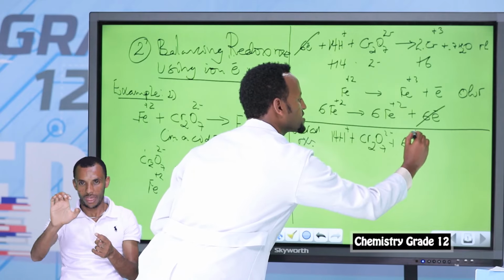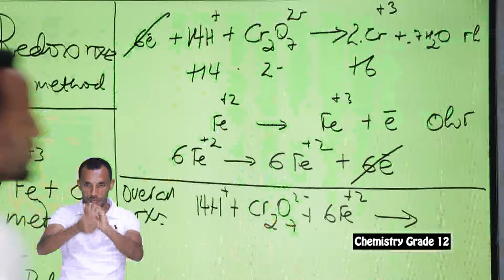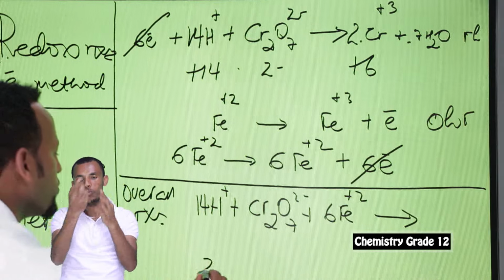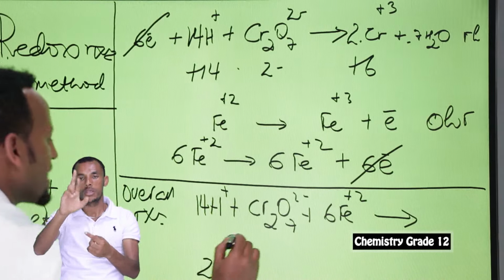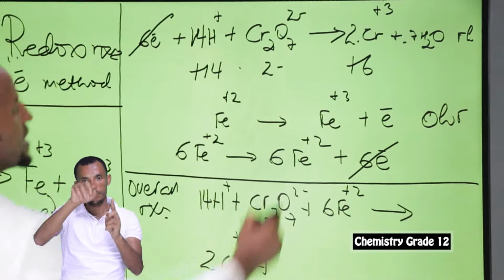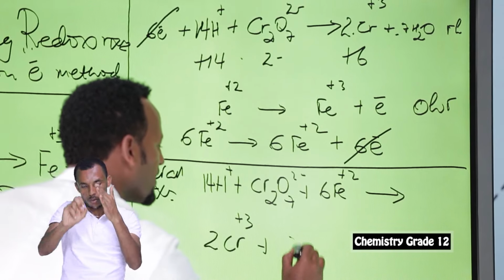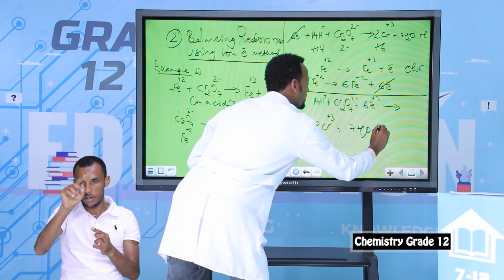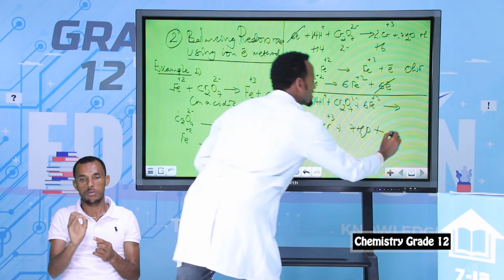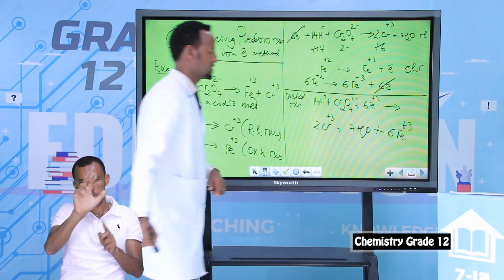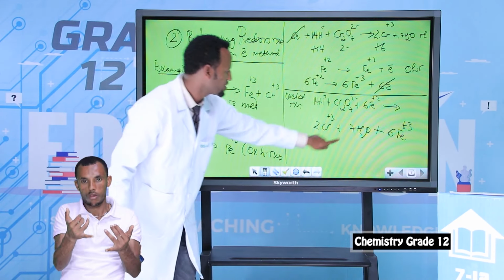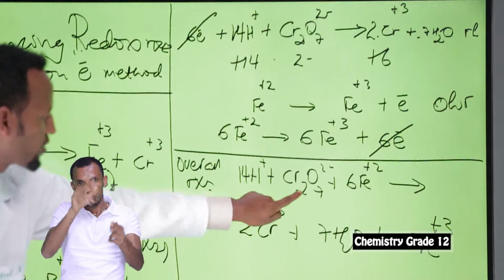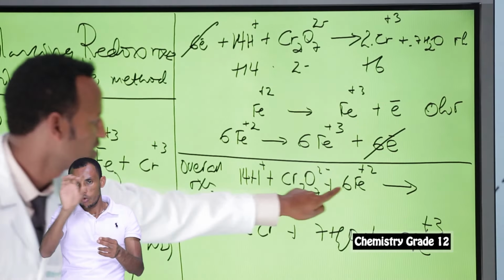6Fe plus 2 converted into, in product position, 2 chromium plus 3, plus, in product position, 7H2O plus 6 iron plus 3. Now 14 hydrogen, 7 times 2, 14 hydrogen, already 2 chromium, 6 iron.